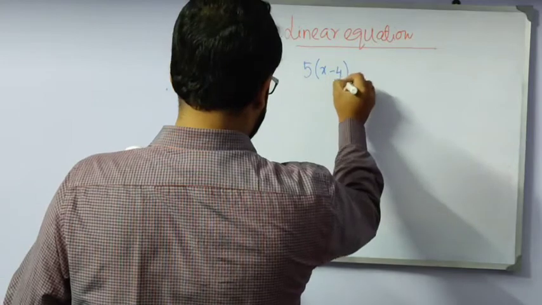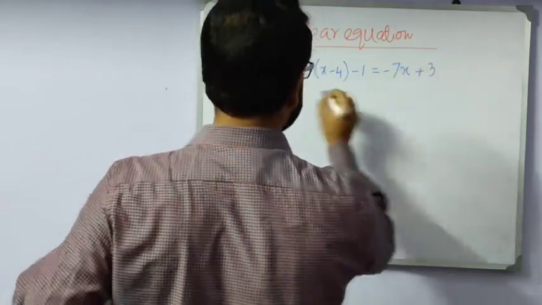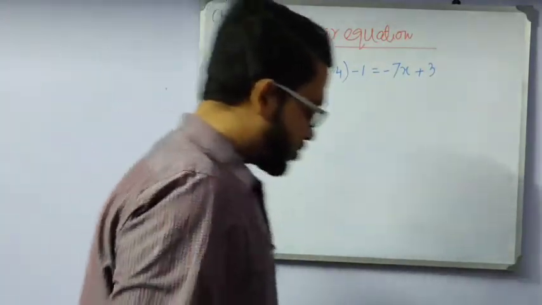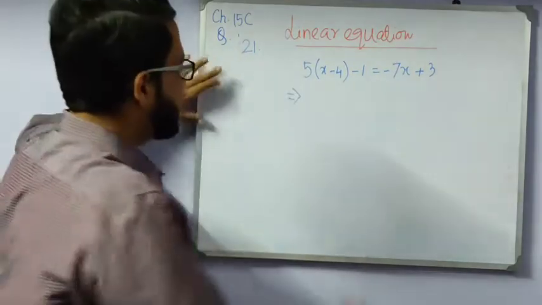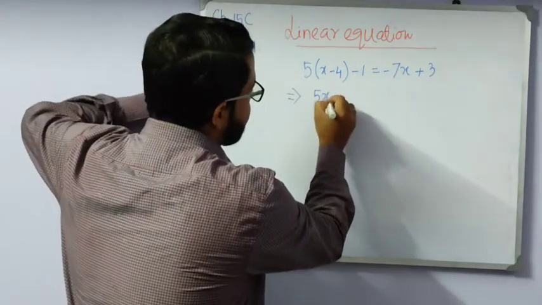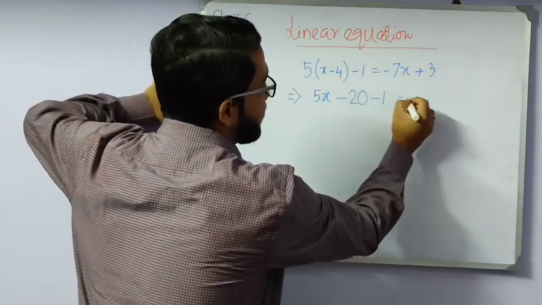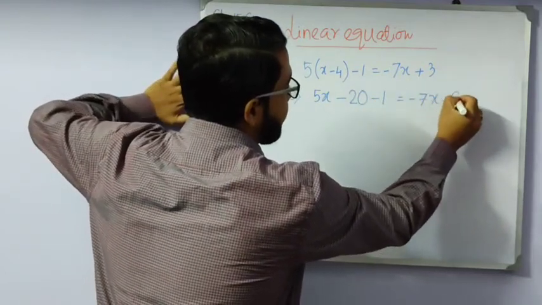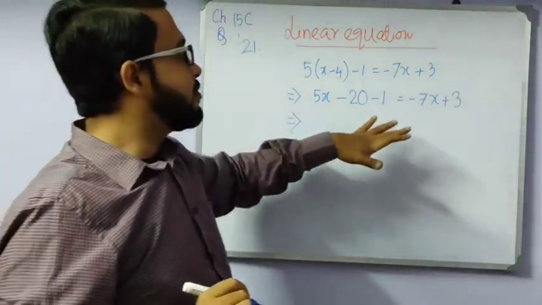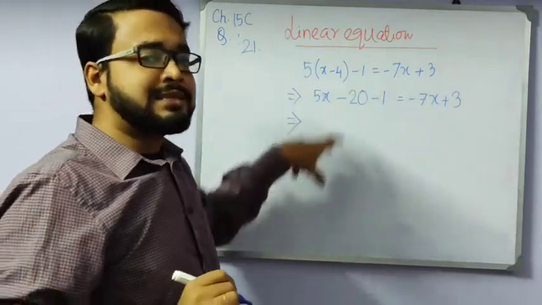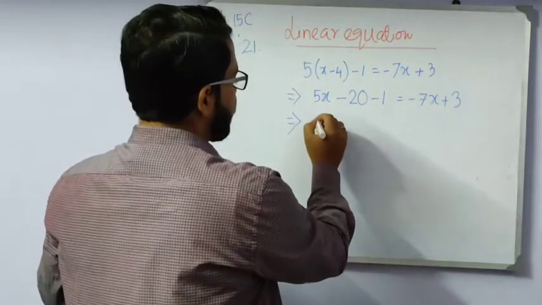5x minus 4 minus 1 is equal to minus 7x plus 3. Just notice it very carefully. 5 into x minus 4 means 5x minus 20. This is minus 1. Here is minus 7x plus 3. Now what is the rule? We have to arrange all the x's on one side and all the integers on the other side, by changing their sign.